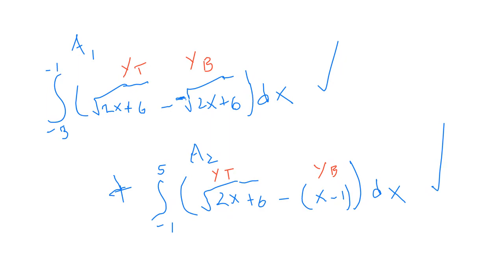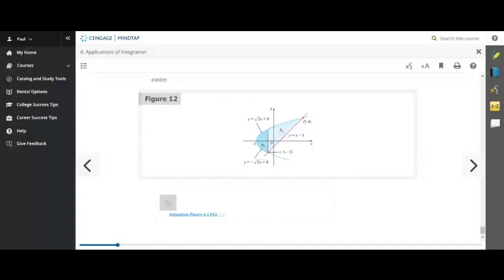So this is what they're showing in Figure 12. The point they're trying to make is that you can integrate with respect to x, or you can integrate with respect to y. Sometimes it won't matter which variable you use, but in this case, it does matter. It makes it easier to integrate with respect to y.